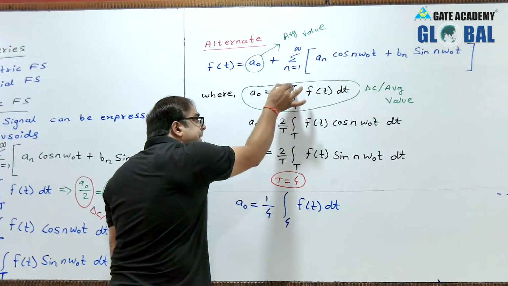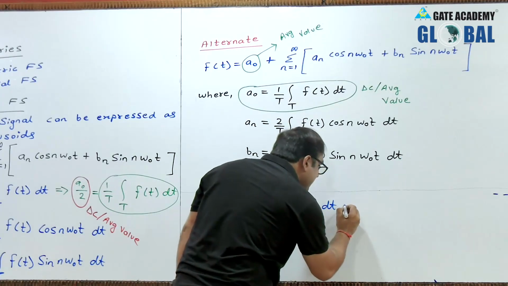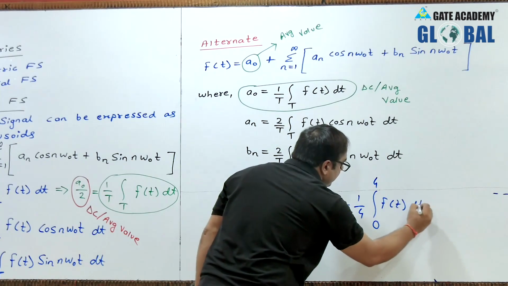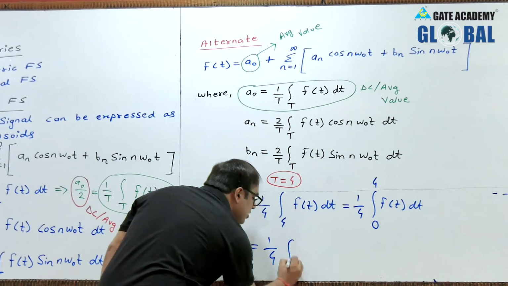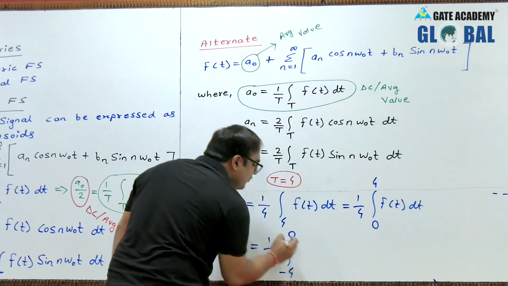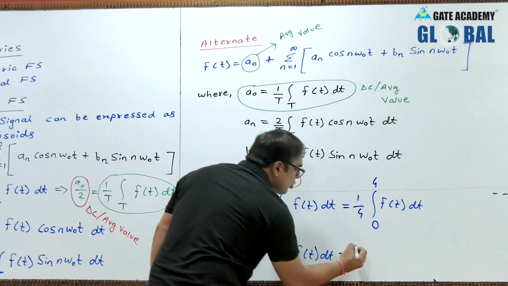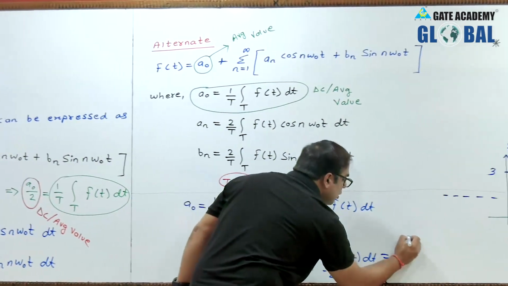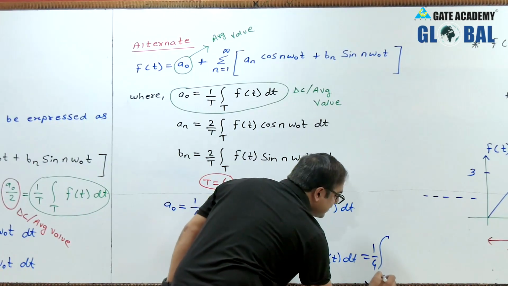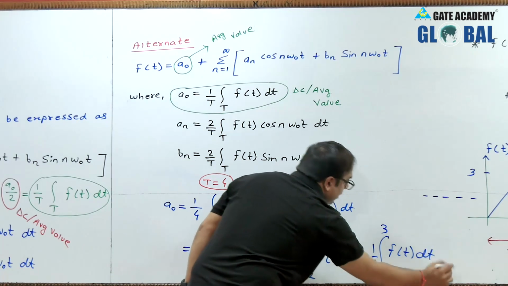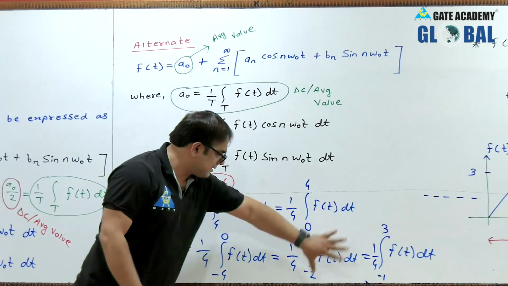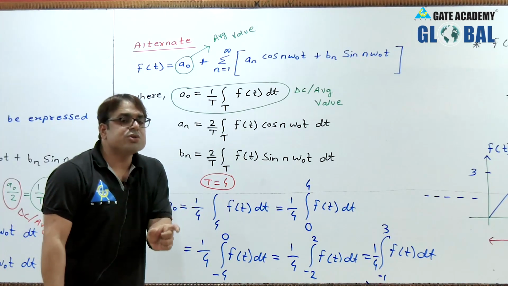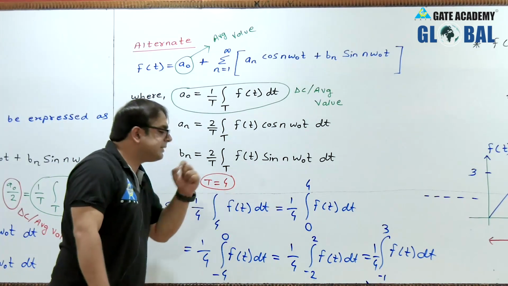Now what does integrating over a time period T mean? It simply means the limit of integration can be from 0 to 4, and it is also possible that we can have from minus 4 to 0, and it is also possible to have from minus 2 to plus 2, and it is also possible to have minus 1 to plus 3. So we are making it very clear in this part that integration over a time period T means any interval whose duration is capital T, which is 4 in this example.